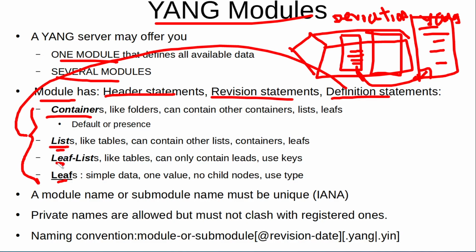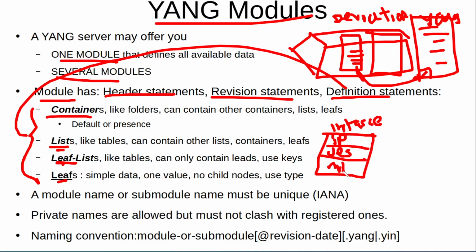And think of lists as tables. So for instance, you can use a list to define an interface. Think of the interface as a table within a database. And what can you have within an interface? You can have an IP address, you can have a description, or you can define the MTU. So this is what lists do, they define these sort of tables, so you can instantiate them with data.